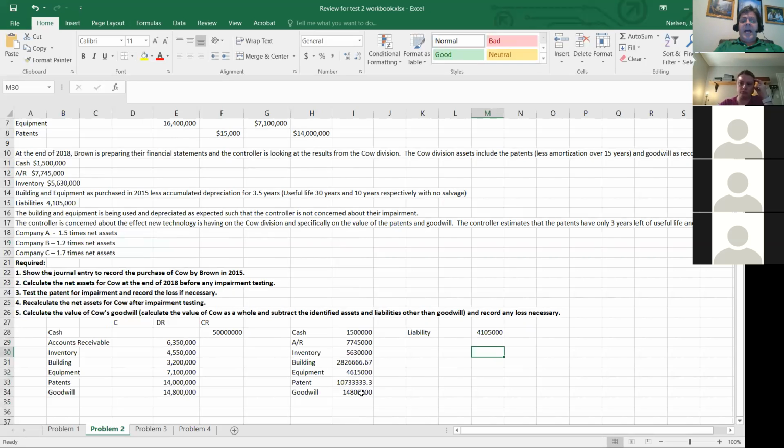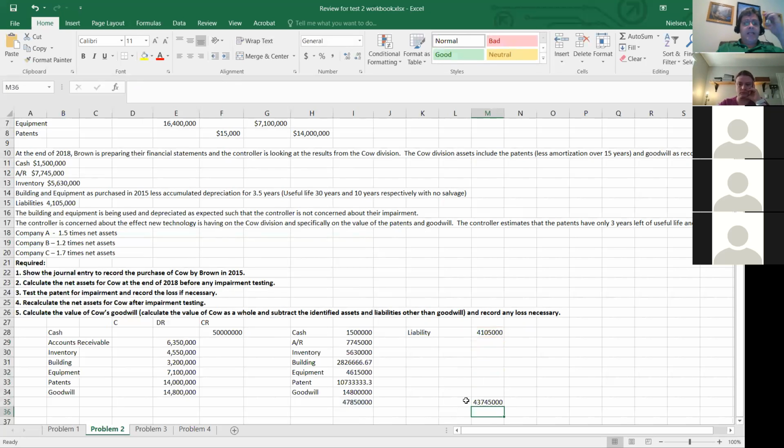So the net assets or the equity would be the sum of the assets as they stand minus the liabilities. So $43 million. Okay. Assuming there's no impairment to any of the assets.